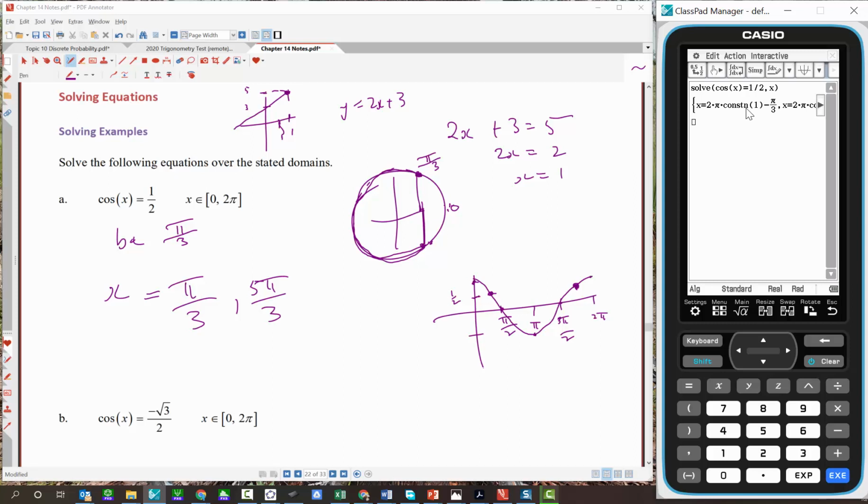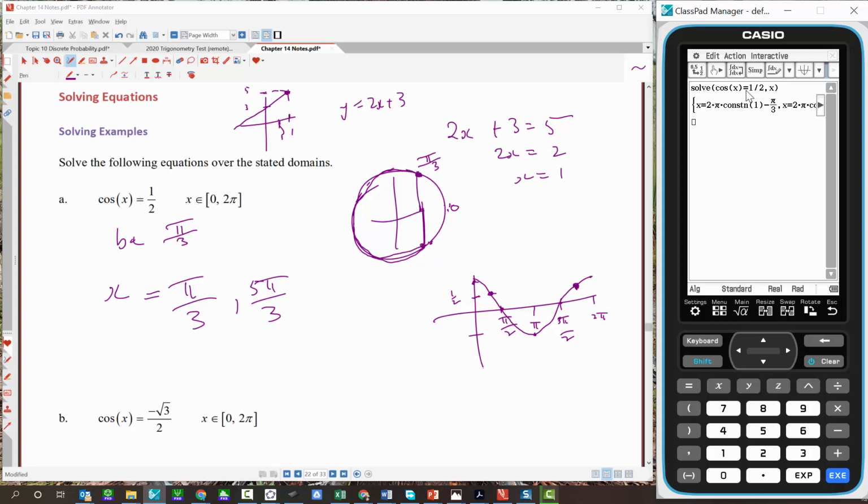Now what the calculator is basically saying is that there are infinitely many solutions, and that's what this constant idea means, okay? It's saying, I can't give you all of the solutions because it happens infinitely many times. So if you want to actually get a finite number of solutions, you've got to feed the calculator a restricted domain. So what we'll do is we'll find this.